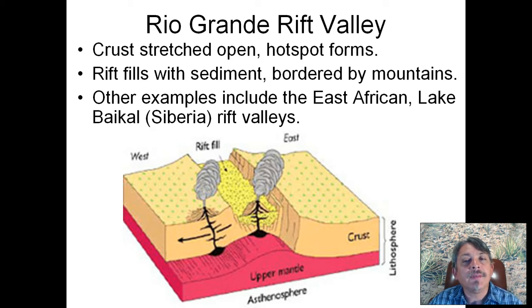Examples of these can be found in East Africa and Lake Baikal in Siberia. But suffice to say that this Rift Valley that we have here in New Mexico is bordered by mountains mostly on the east of it, but also on the west. And the center part is filled in with lots of sediment.